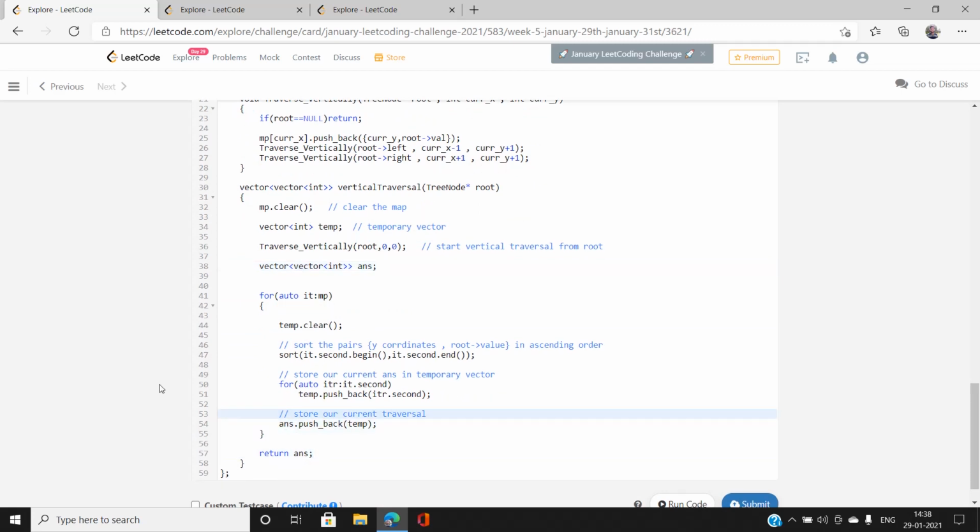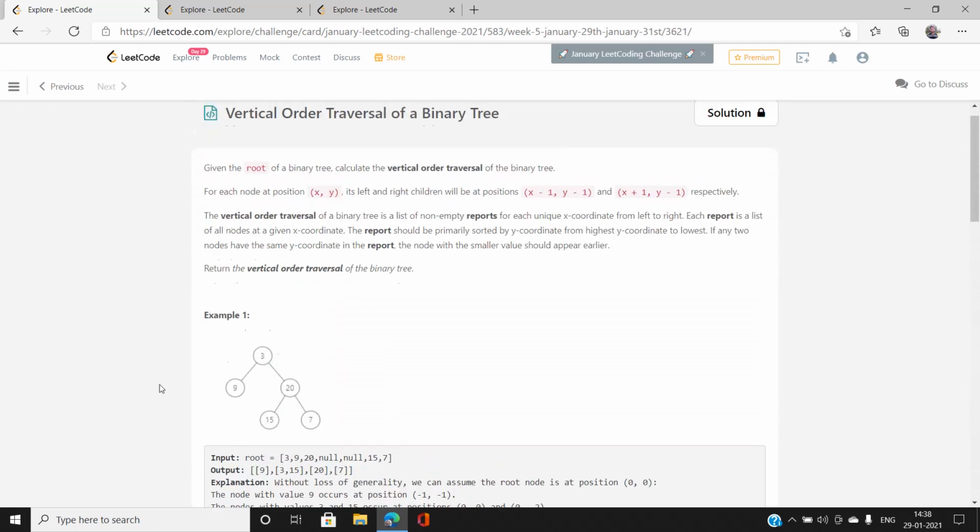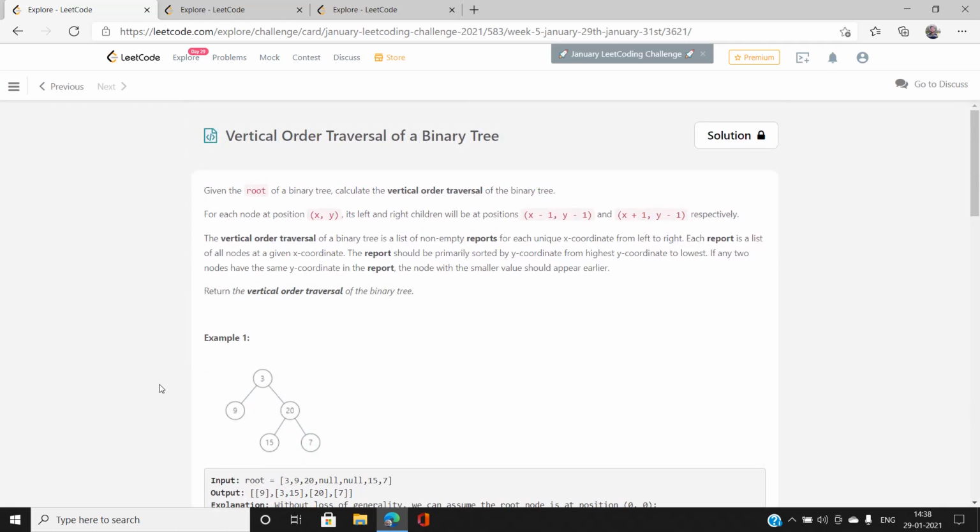So basically this is a very good question, and it comes under the hard section of LeetCode questions.